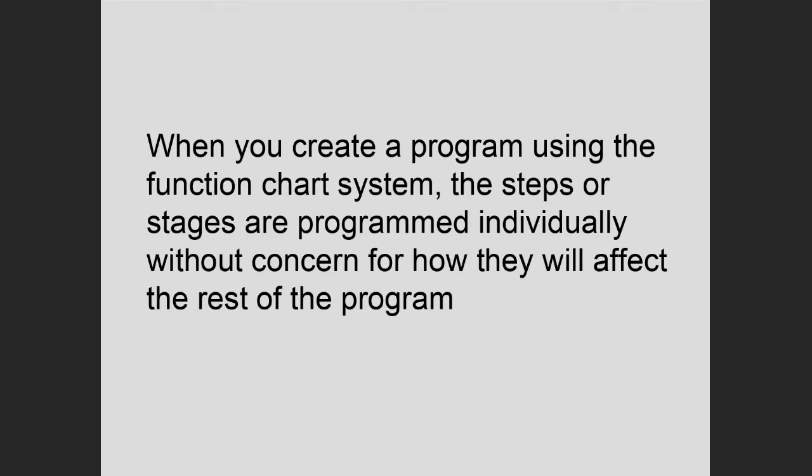So when you create a program using the function chart system, the steps or individual stages are programmed individually, and the key is without concern for how they will affect the rest of the program. In other words, each of those boxes that I just showed you is its own program. If you wanted to, you can take that box out, because each step does a certain thing, and put it in another program. It's its own little mini program.